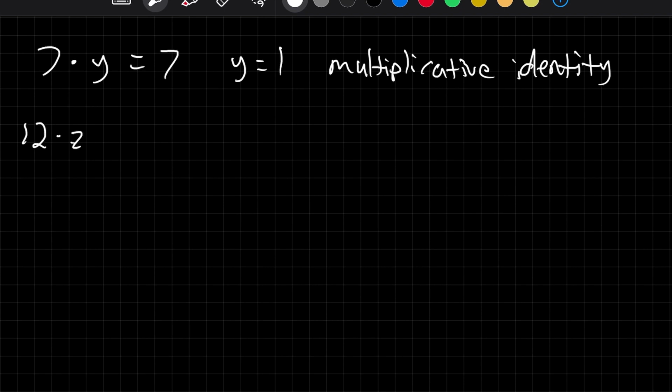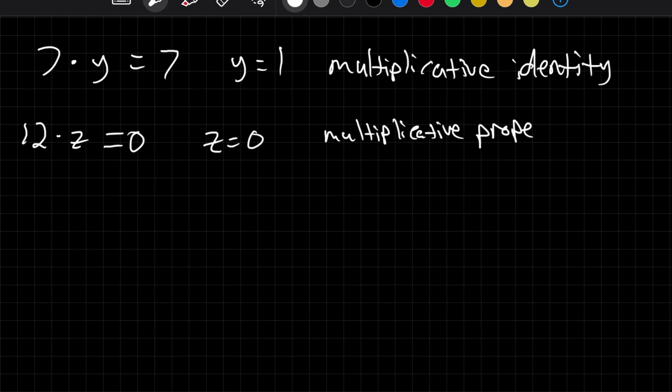Now let's look at another identity. 12 times z is equal to 0. So in this case, what is multiplied by 12 to equal 0? It can only be one thing. z has to be equal to 0. Anytime you multiply 0 by another number, it becomes 0. And this is called the multiplicative property of 0.